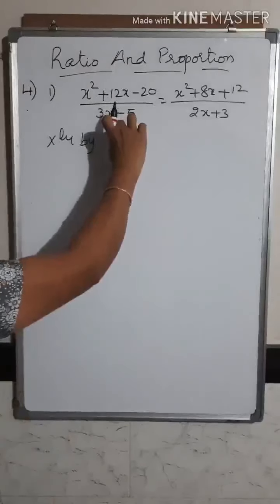Get x terms to one side and the numbers to the other side. So you get 12x minus 8x is equal to 12 plus 20. 12 minus 8 is 4x is equal to 12 plus 20 is 32. Or you get the value of x is equal to 32 upon 4, which is equal to 8.